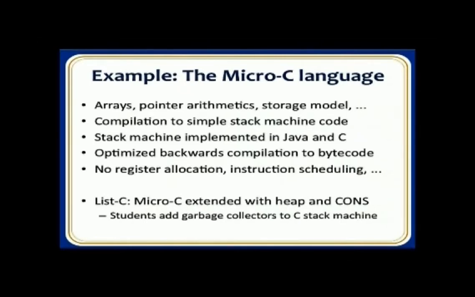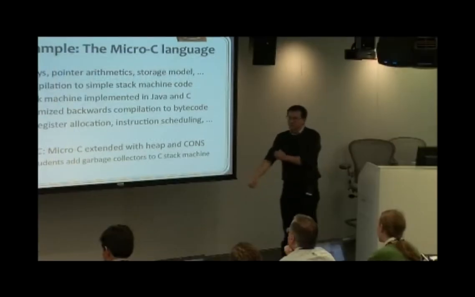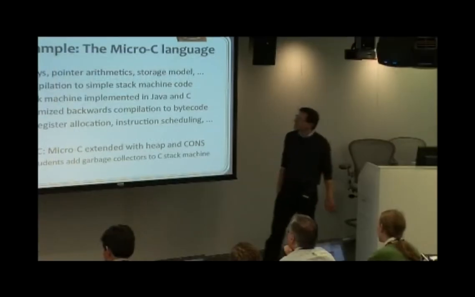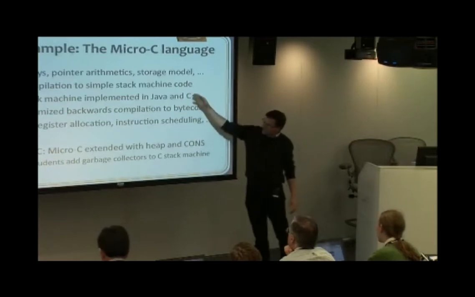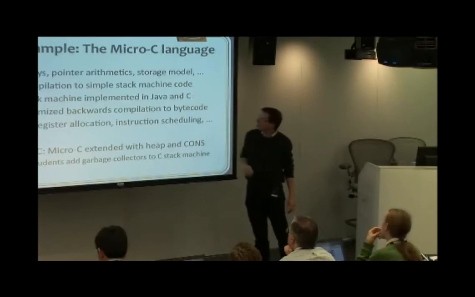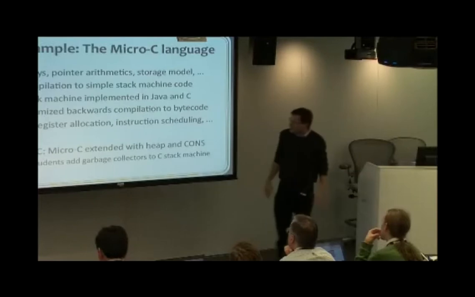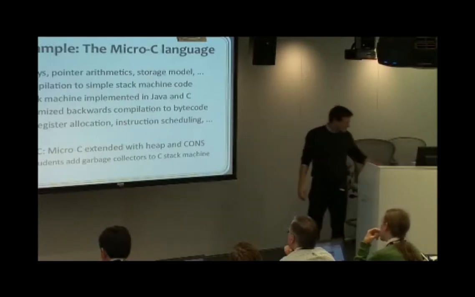And then, as I said, there's a version of micro-C extended with cons cells, so that the students can take this C abstract machine here and extend that with garbage collectors. And doing all the stuff you need to do when you have a garbage collector, with garbage collection bits and colors and stuff, and many bitwise manipulations. And that's something where C, of course, really shines to do this sort of runtime system.